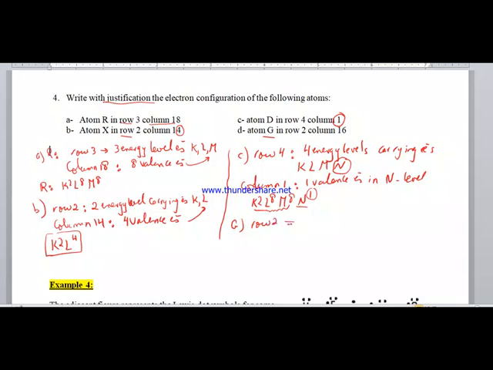The last atom, G, is in row 2. Row 2 means we have 2 energy levels, K and L. Column 16 means we have 6 valence electrons. So we have K2L6. We found the electron configuration of these missing or mysterious elements X, D, and G starting from their position in the periodic table.